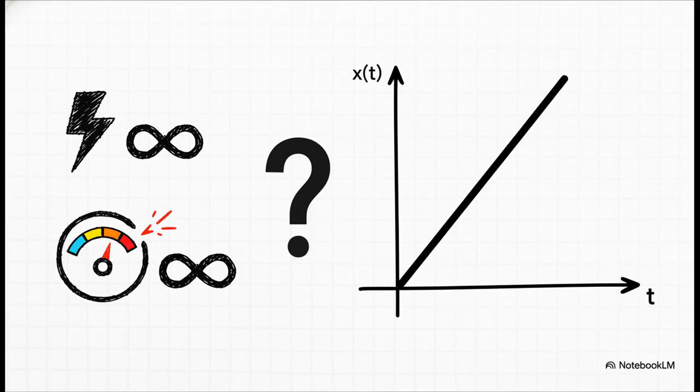And for our third example, we've got the simple ramp signal, x of t equals t. This signal just grows and grows without any limit as time goes on. So if you try to integrate its square, t squared, over all time, the energy is obviously infinite. And it turns out, if you go through the calculation for its average power, that also goes to infinity. Since both E and P are infinite, we classify this one as neither.